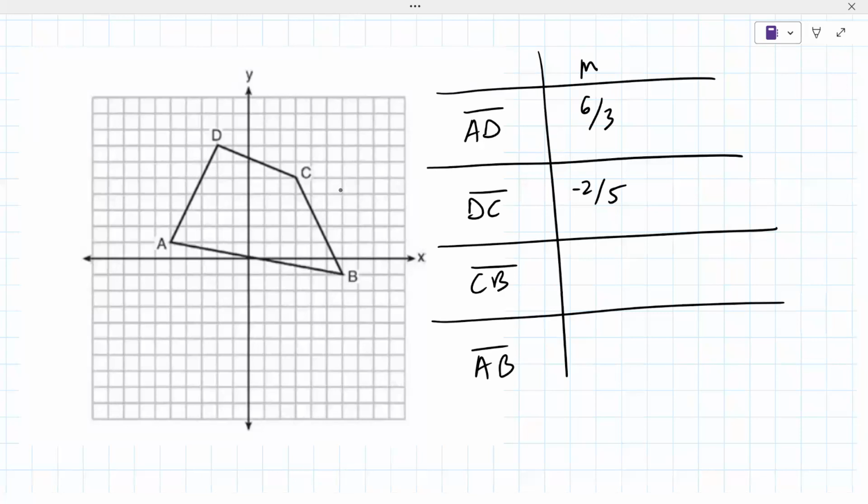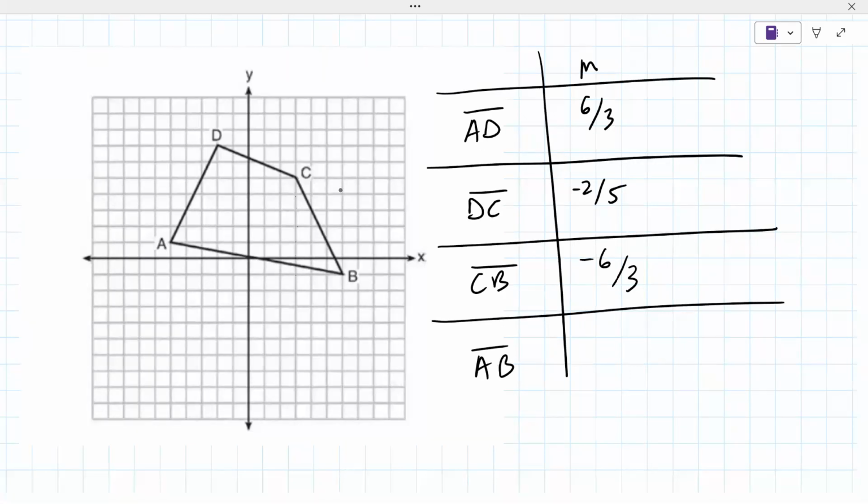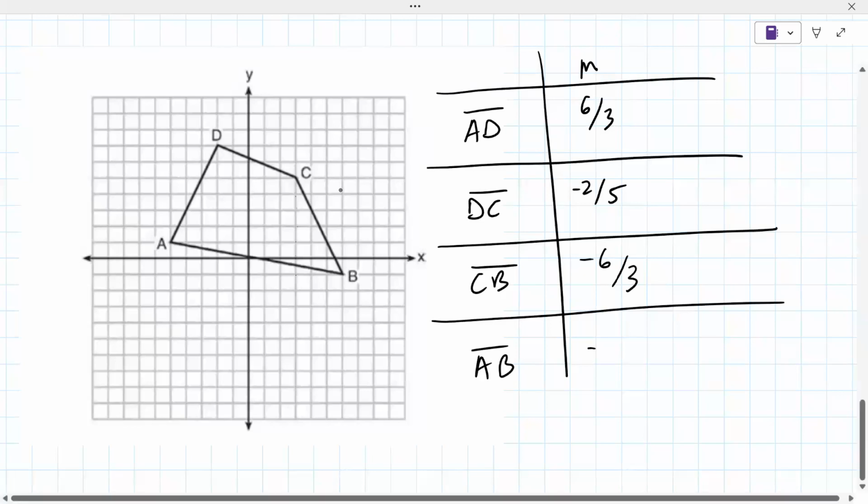I got -7/3 for C to B. Or -6/3. Maybe it's just tough to count. I don't know. Yeah. Last one there, A to B. And then A to B, I got -2 and 11.